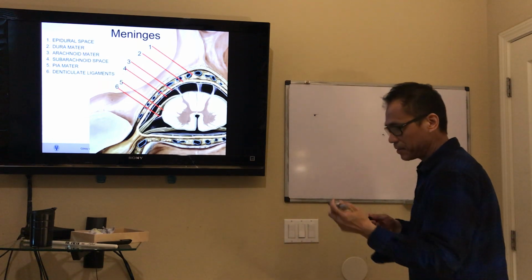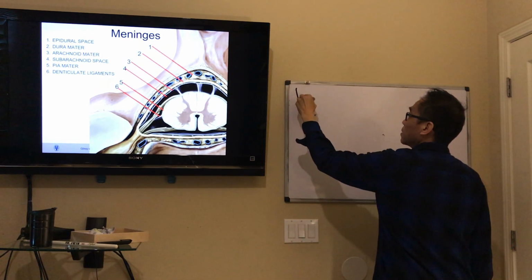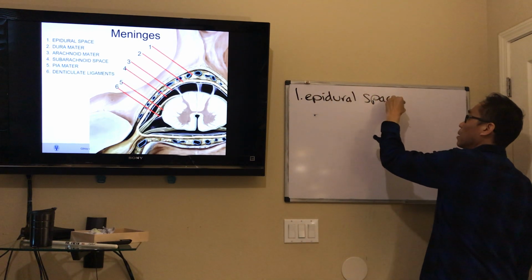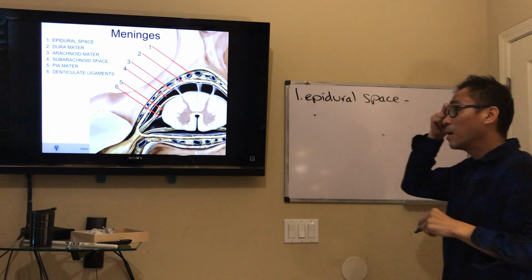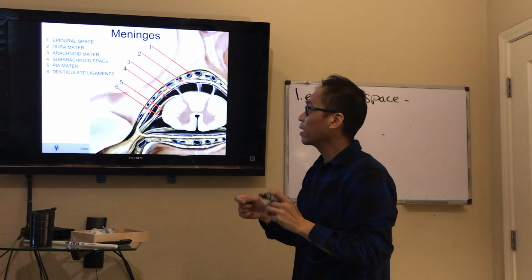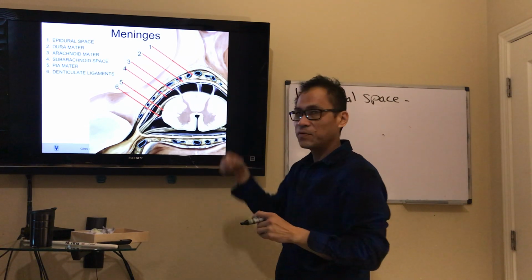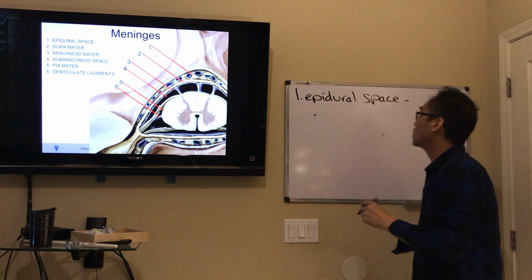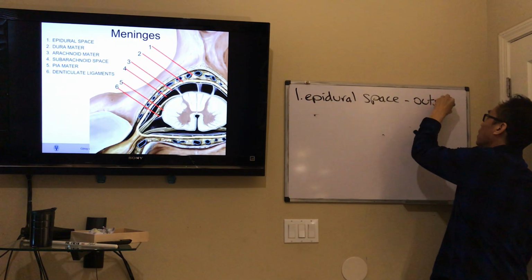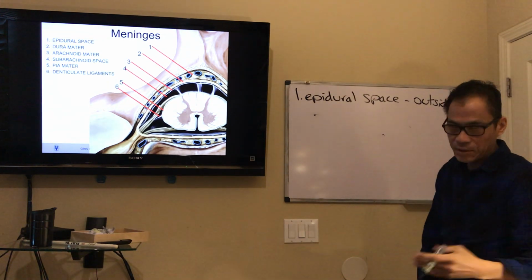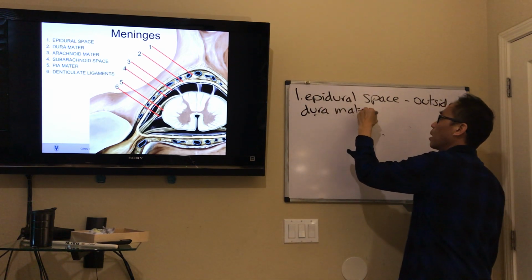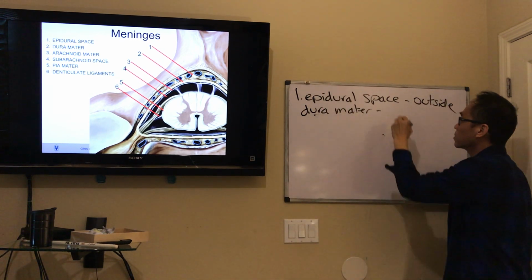Number 1, epidural space. That is the space outside of the dura mater. Hence, epidural means overlying. You can see it's not an empty space. It's pretty much filled with fat and blood vessels. So I'll say outside dura mater, filled with fat and blood vessels.